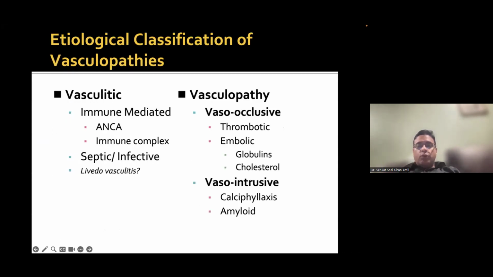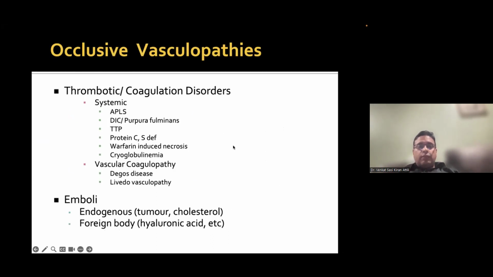I'm not going to go into great detail, but we now move on to the occlusive vasculopathies, which include mainly thrombotic disorders, systemic thrombotic disorders like APLS, antiphospholipid syndrome, DIC, TTP, protein C deficiency, warfarin-induced necrosis, cryoglobulinemia. And then you have purely vascular coagulopathies, which are not systemic, where the vessel walls are defective or believed to be defective, which include Degos disease. But some people believe Degos is a systemic disease because they believe it's a variant of systemic lupus erythematosus. So that's a bit controversial.